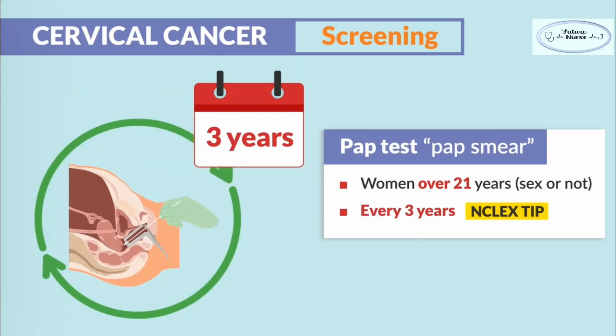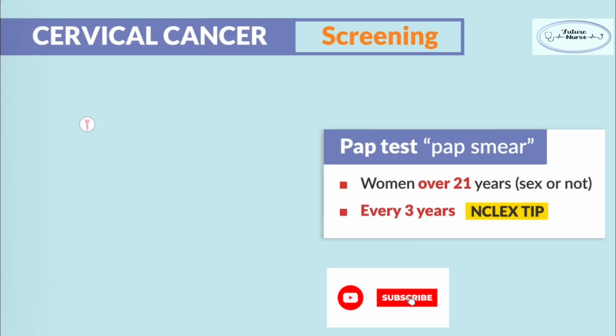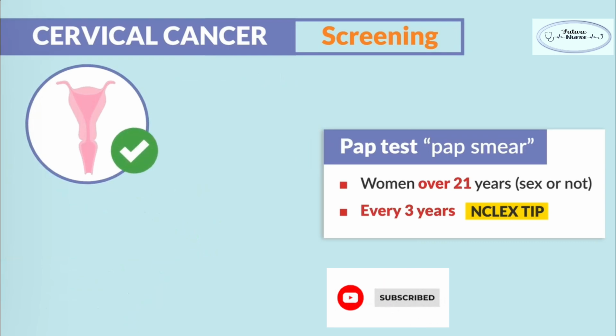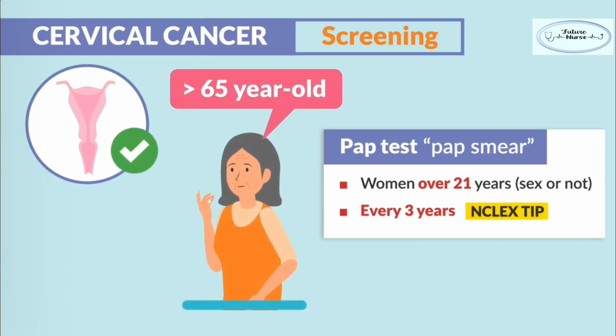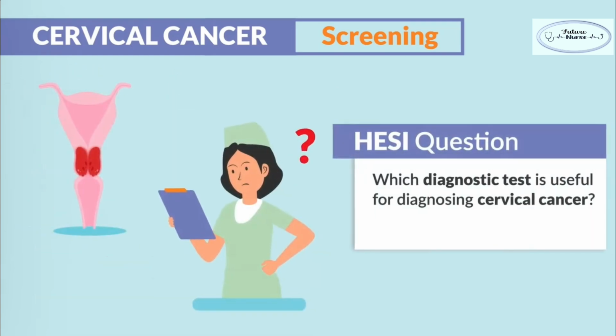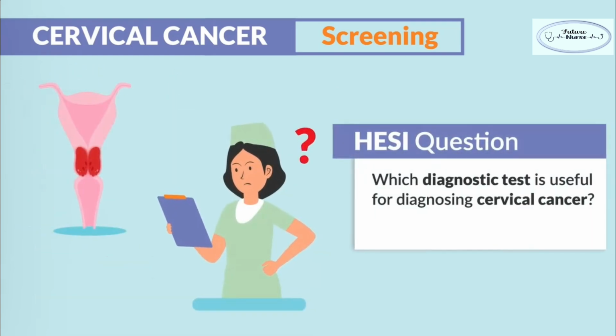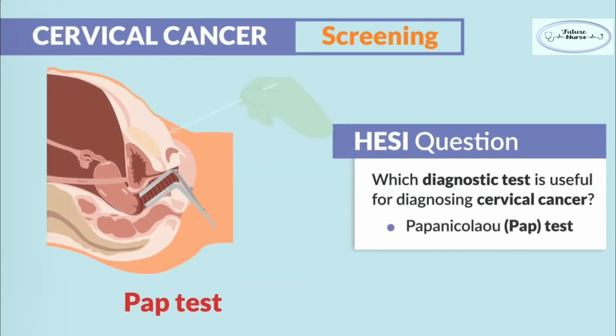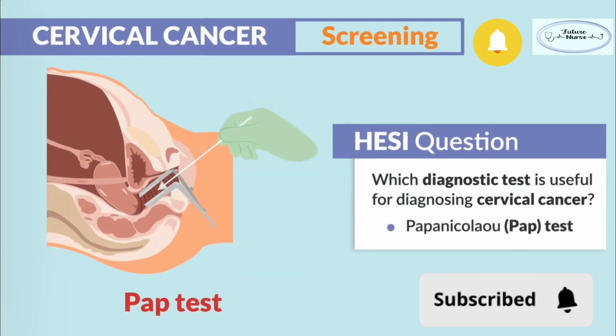Big NCLEX tip. Write that down. A Pap smear is recommended every 3 years, but only if there hasn't been any issues. Now, over the age of 65, Pap smear testing is typically discontinued. So Hesi mentions, which diagnostic test is useful for diagnosing cervical cancer? A Papanicolaou test, fancy words for a Pap test.